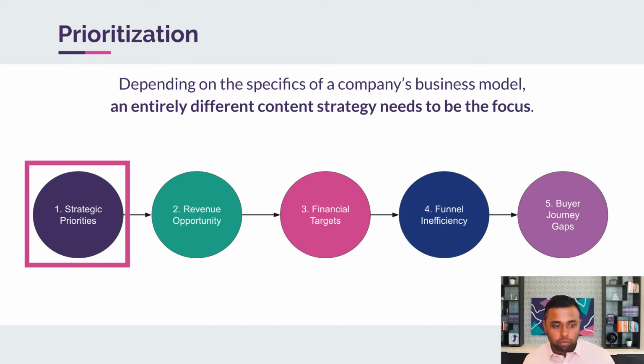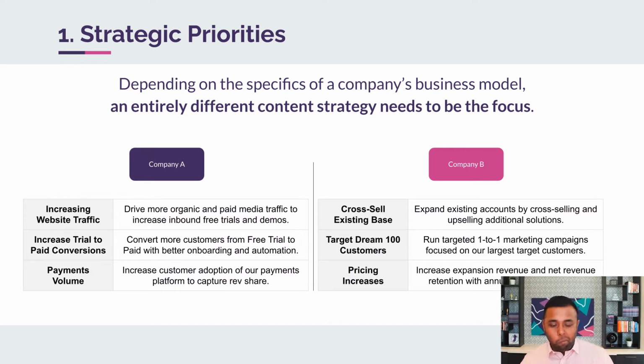So strategic priorities. Let's look at company A on the left. It might be that the biggest strategic levers identified in this business are number 1, increase your website traffic, 2, increase trial to paid conversions, and 3, maybe they launched a new payment processor and they need to increase customer adoption of that payment processor. On the flip side, you have company B, where the number 1 priority that has been identified is to cross-sell to the existing customer base. You want to target your dream 100 customers, and there are pricing increases coming that need to be communicated to existing customers and even new customers, and there's a ton of content work that needs to be done around that.